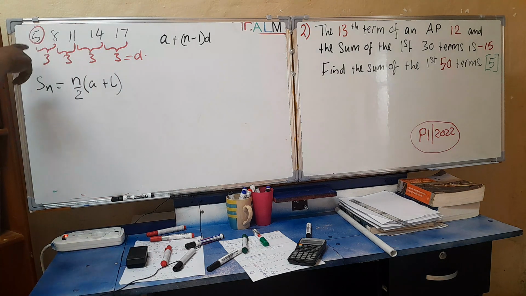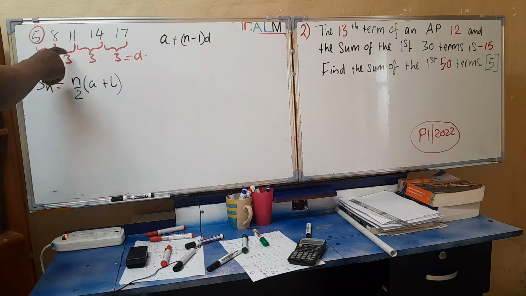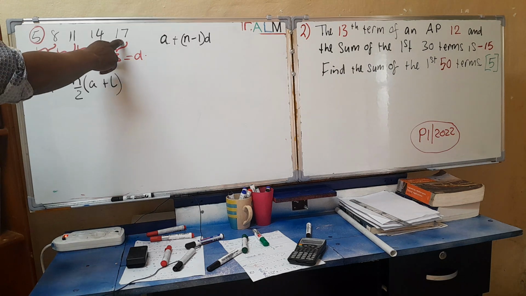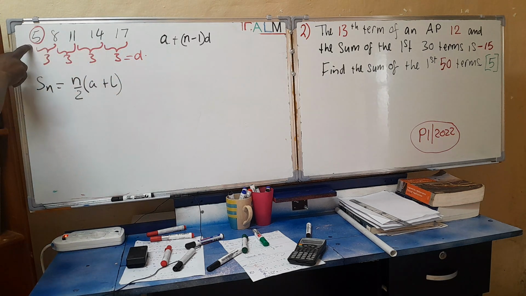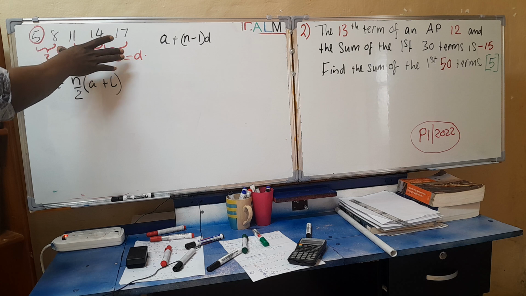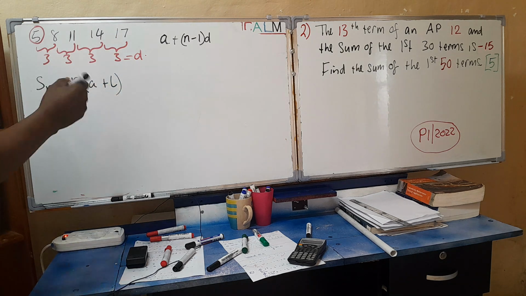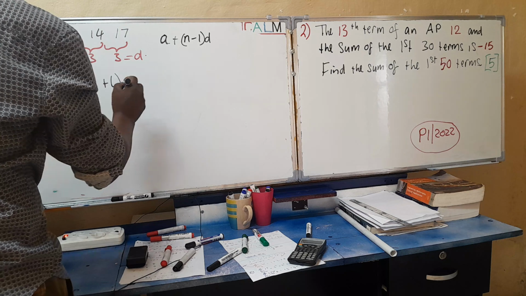If we are given that these are the numbers in the series and we need to add them up, we don't have to say 5 plus 8 plus 11 plus 14 plus 17. All we do, because we know it's an arithmetic progression, is take the last term and the first term, multiply by the number of terms, and then divide the answer by 2. So this gives us, in this case, 5.